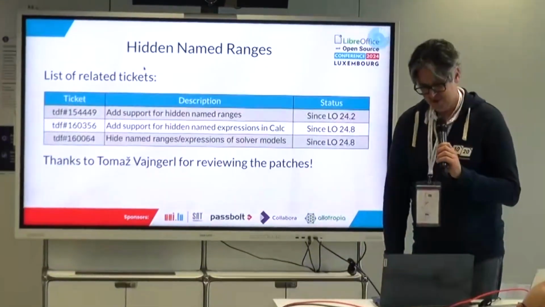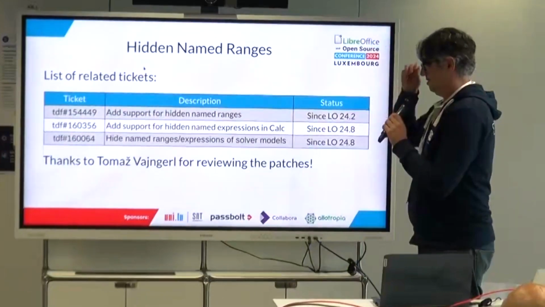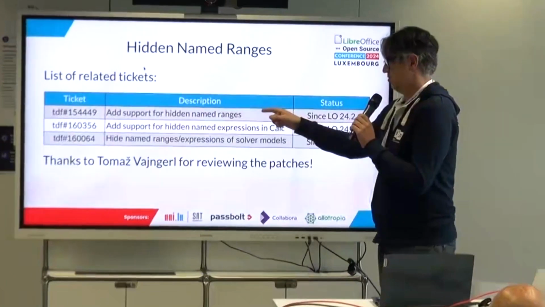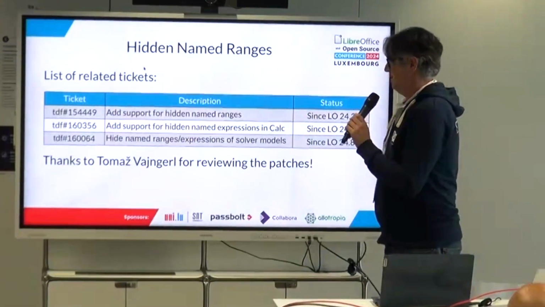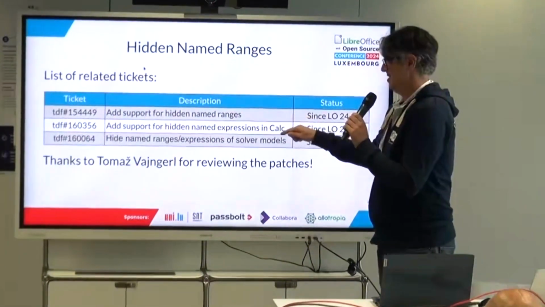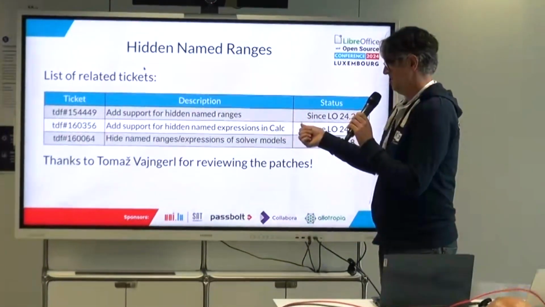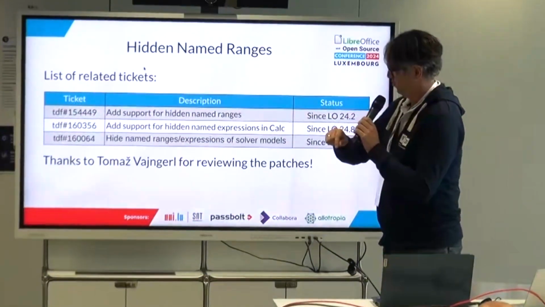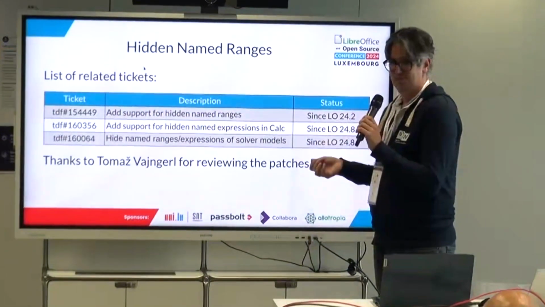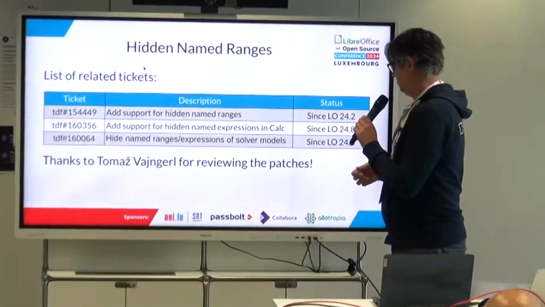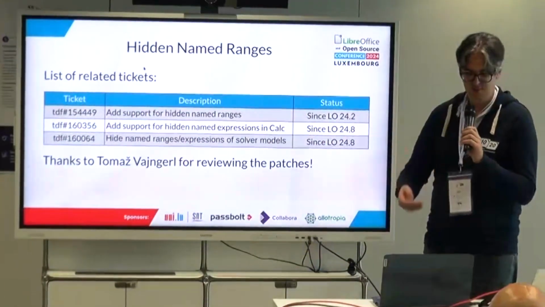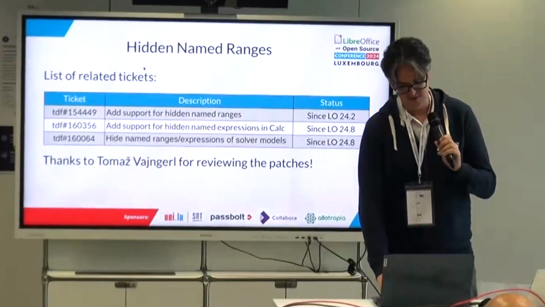Also, it's interesting, I'm just showing you here the main tickets that were related to this. So first, I introduced the support for hidden named ranges. Then I introduced support for hidden named expressions, and then I hid the named ranges used for solver models in Calc. So all of these features, the complete feature set, have been available since LibreOffice 24.8. Okay, so this latest release already has all these features.